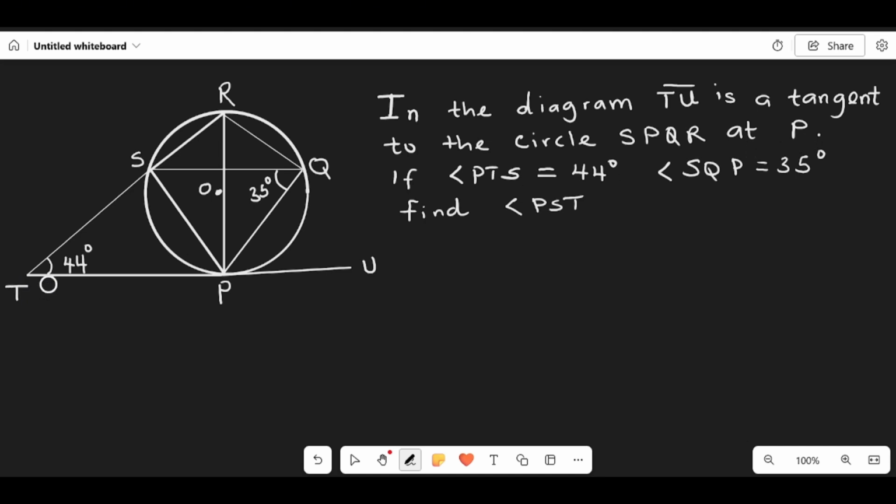Our line TU is a tangent to the circle XPQR at P. If angle PTS is 44 degrees, and angle SQP equals 35 degrees, find angle PST. They ask us to find our angle PST.